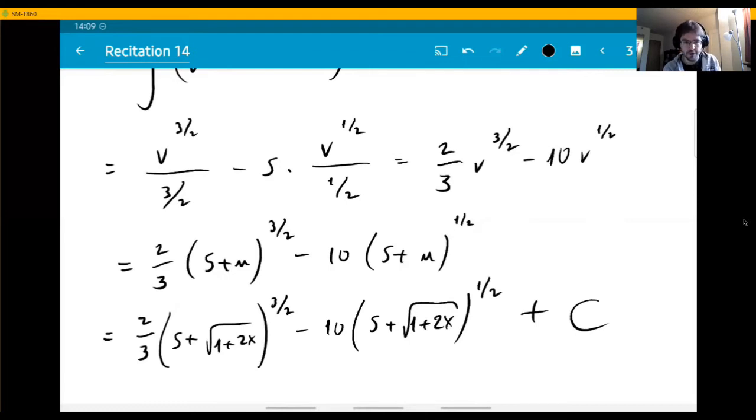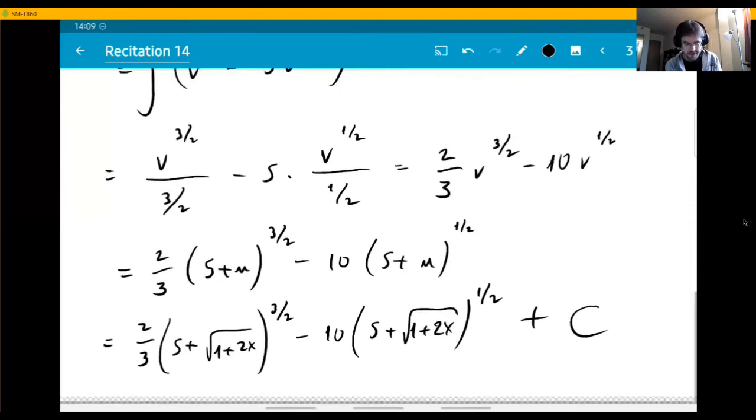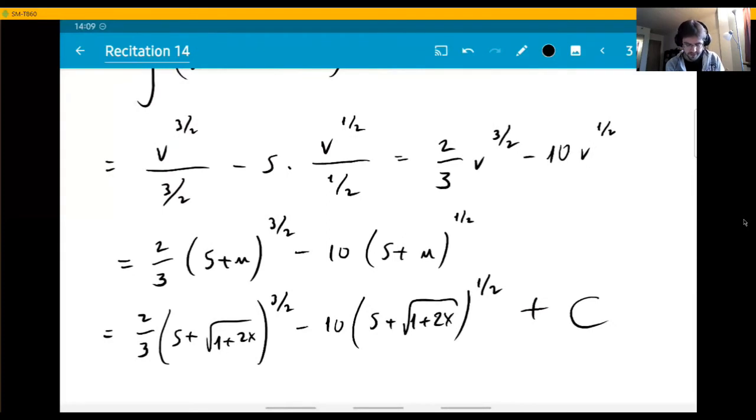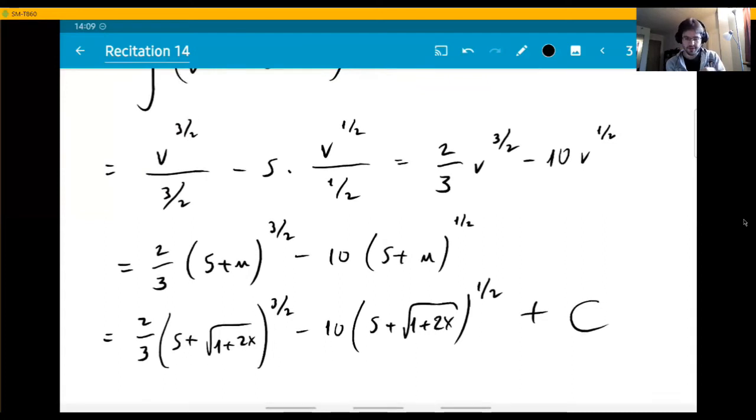As a check, this is not a quick check, it's a long check. You have to take the derivative of this and see that you get the original expression. Try that, just to practice your derivatives if you want, but it's going to probably take a long time here. This is not a simple function to differentiate. I'm going to move on to another problem.